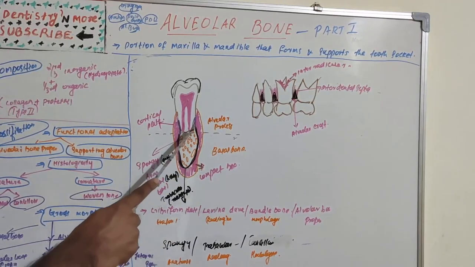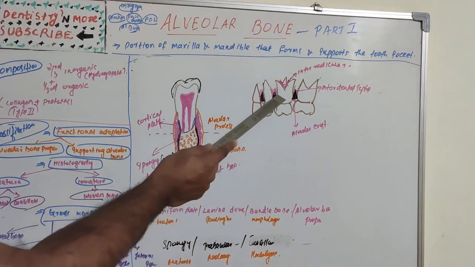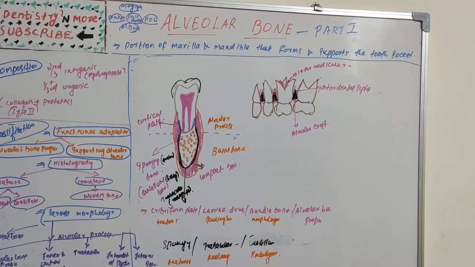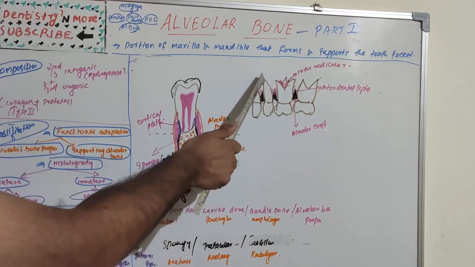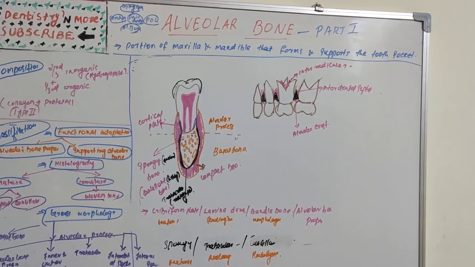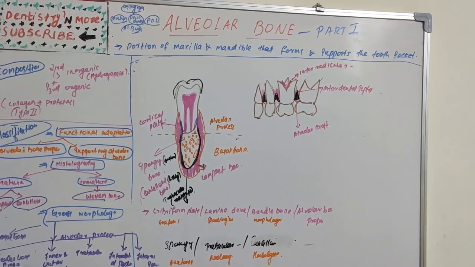So it appears as a radio opaque or white line on the radiograph, which breaks in continuity. If there is a break in continuity of lamina dura at the proximal aspect of the crest of the interdental septum, this is the interdental septum, and at the crest of the interdental septum, if the breakage of lamina dura is visible, then it is considered as the earliest radiographic change in periodontitis. So if the covering of the interdental septum, that is the lamina dura, is not continuous, then we can say that that part of bone is associated with some inflammatory process, which is indicating periodontal disease at an earlier stage.